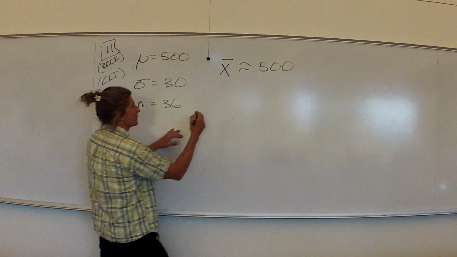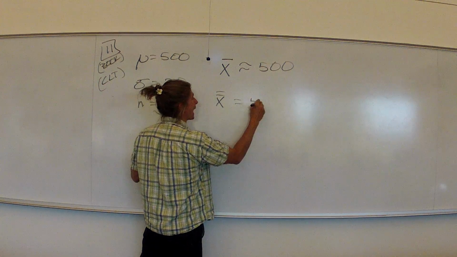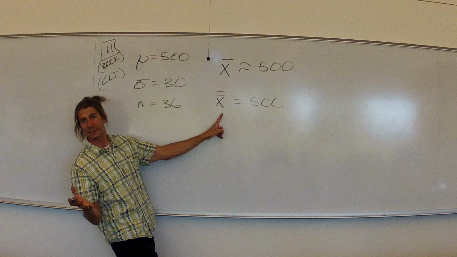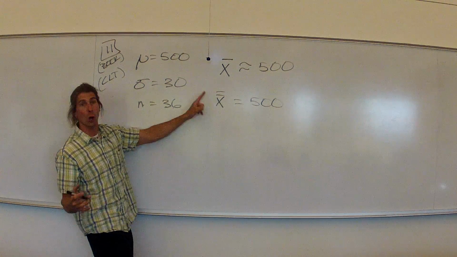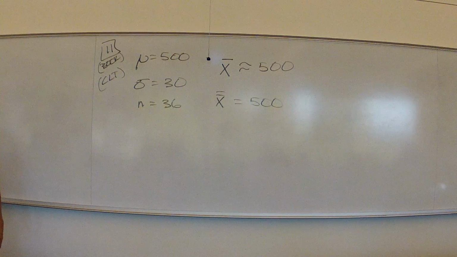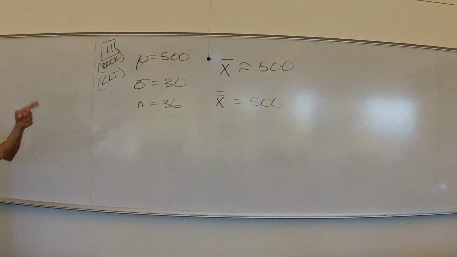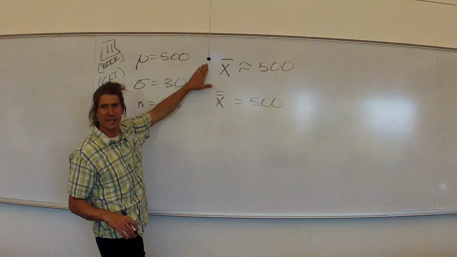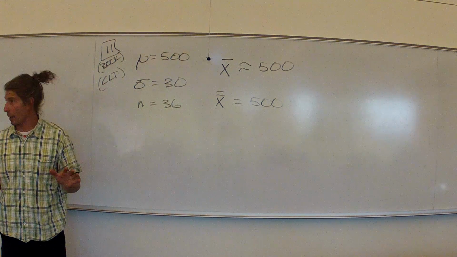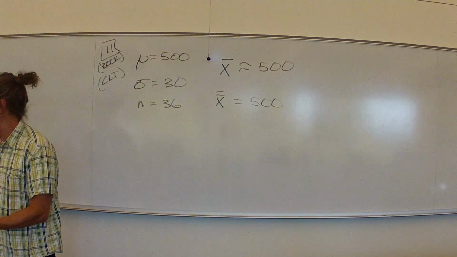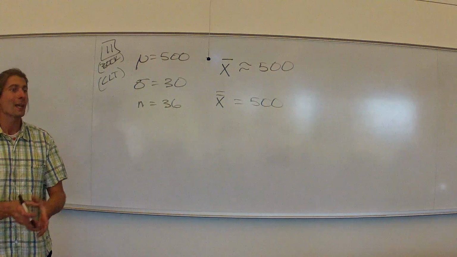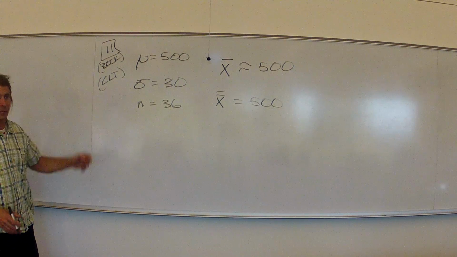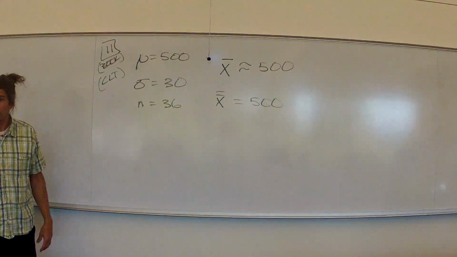So I made up the symbol that X double bar was exactly equal to 500. That's the question the book technically asked. If you average all of the averages, what will it be? It is exactly equal to 500. But your sample average should be close to it. Does that make sense? So essentially, the big takeaway: when you draw a sample from a population, assuming you drew it randomly, your sample's average should mirror the population average. That's good, right?